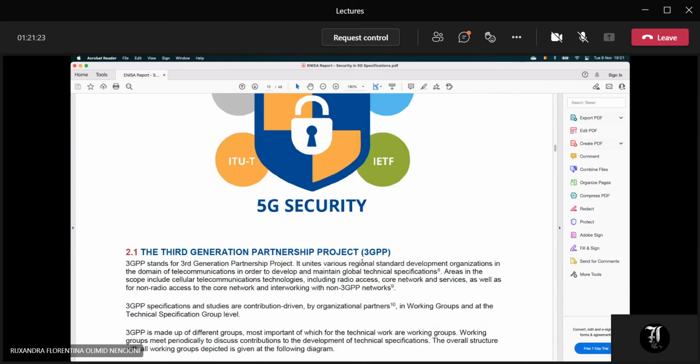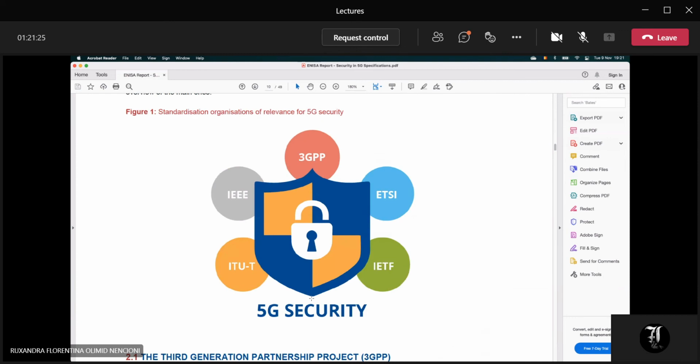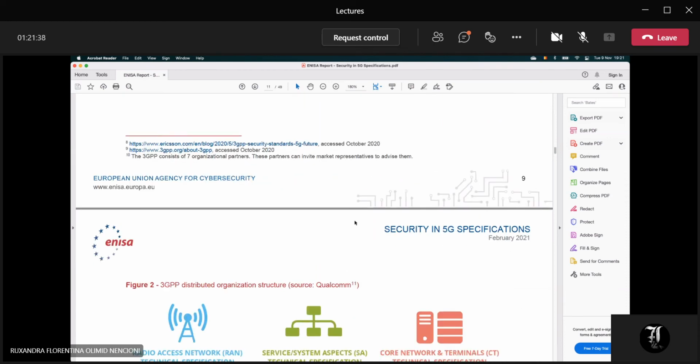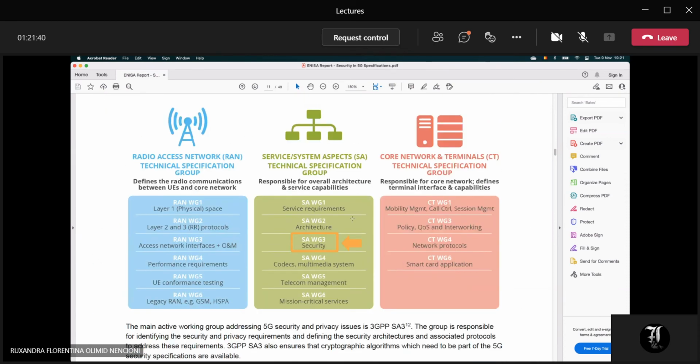It gives you things about, okay, 5G security, where I can look if I want to search something about 5G security, anywhere here. First, the 3GPP that is doing it, but even IEEE, ITU, IETF, and so on. Okay, it's explaining to me, it's giving me something that is really important, and we will look into that. The working group that is focusing on security.